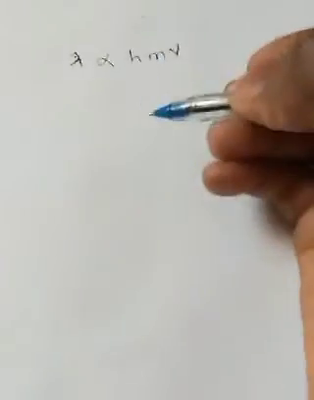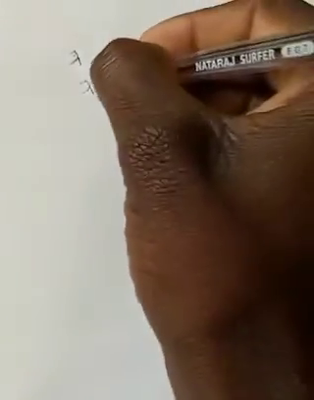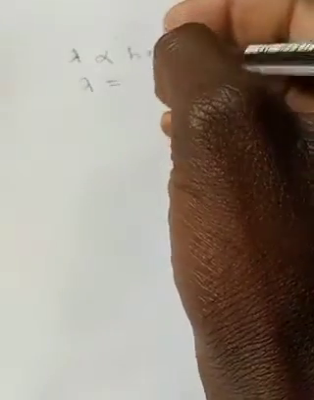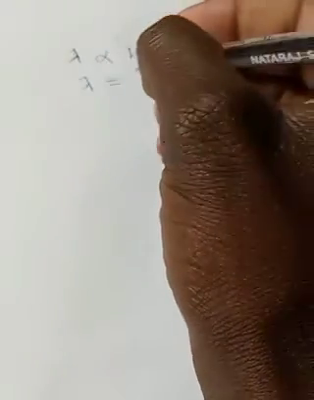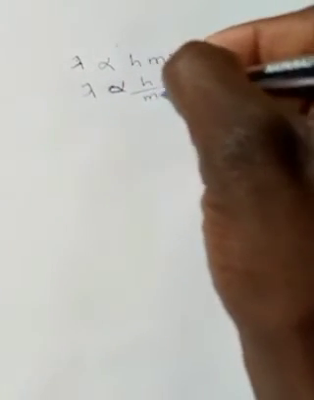So remember, we are solving this using dimensional analysis. Now, what are we supposed to do? For us to understand it fully, you have to make sure that the right hand side is having some powers. This question just required us to show that wavelength is directly proportional to what? Write it like this: h over mv.